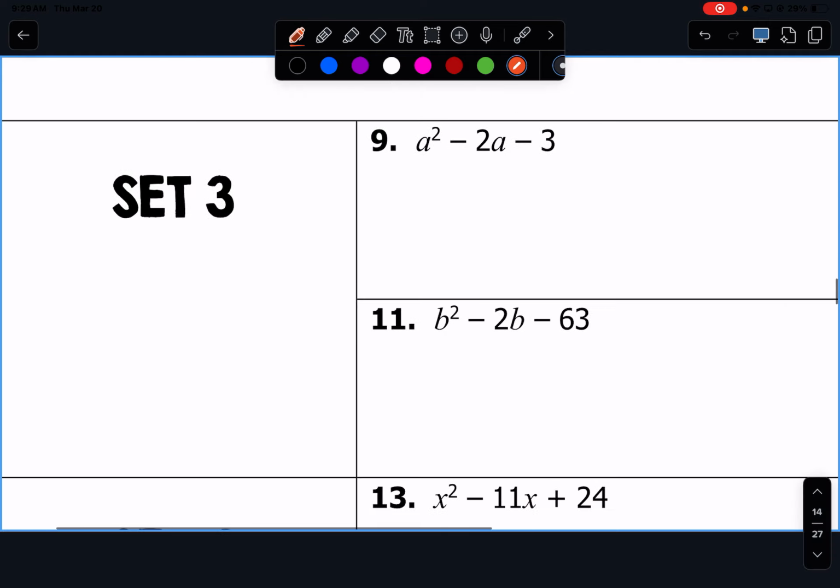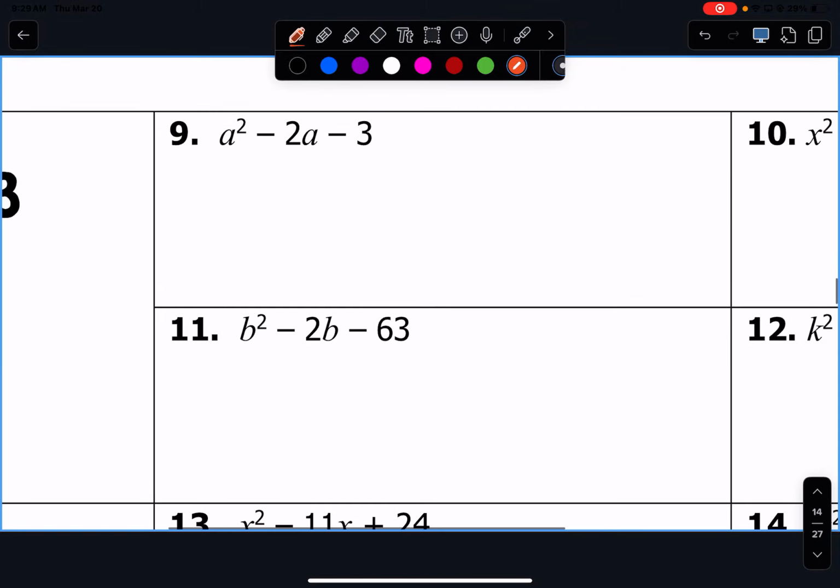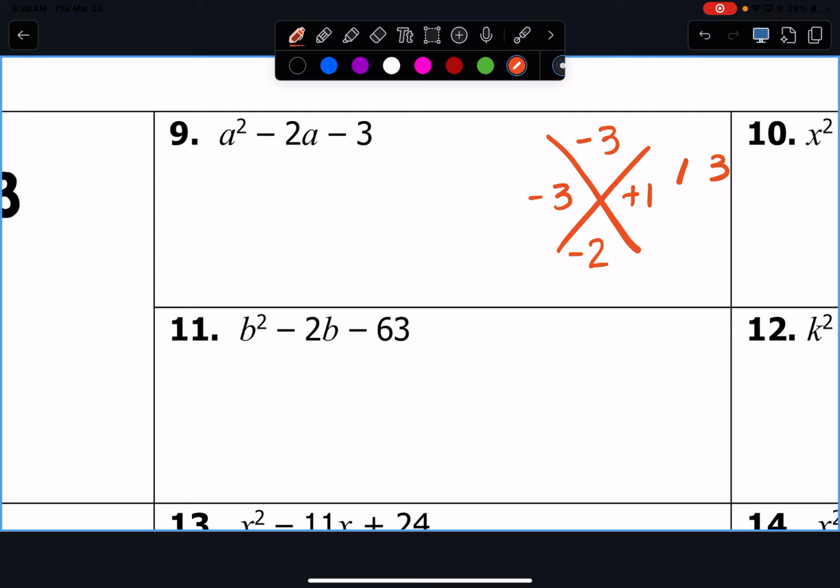Okay, for set 3. We have to multiply to get negative 3 and add to get, what is our B? Oh, sorry, negative 2. What are the factors that can do that? The only factors of 3 we have are 1 and 3. So what combination do I need to get there? Negative 3, positive 1. So how would I write my answer? A minus 3, then A plus 1.